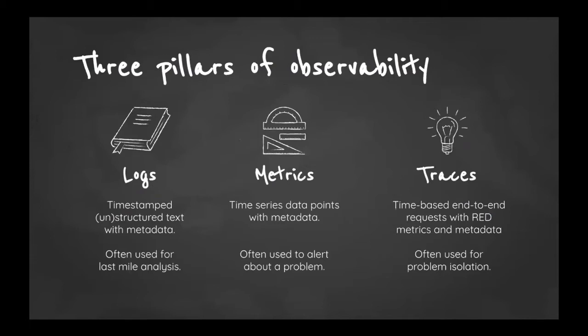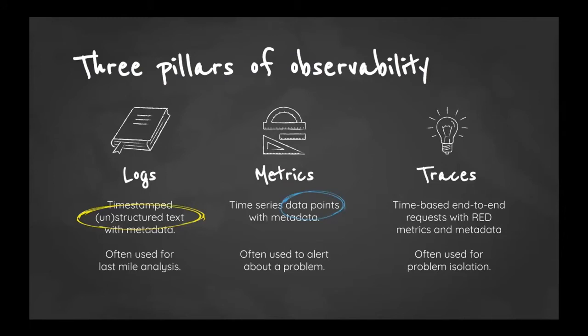and traces. These different data sources have some similarities and some differences. They all usually have something to do with time, but the way that they're represented is different. For example, logs are typically unstructured, though in more cloud-native environments you're seeing a lot more structured text. And it usually contains some amount of metadata. You usually use this for last mile analysis within your environment.